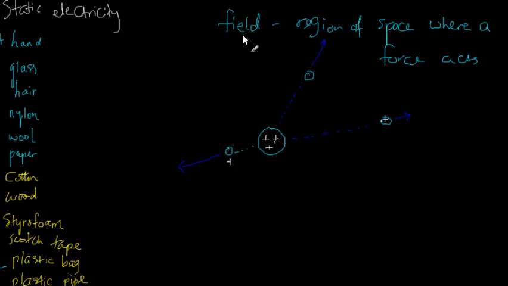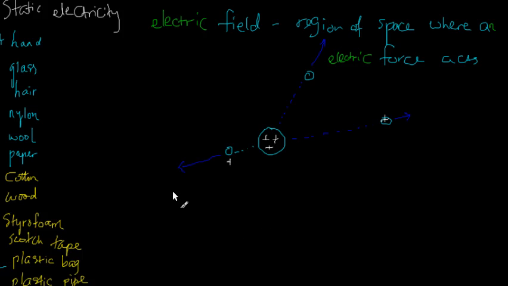And we have already seen this description in an earlier video for gravitational field. So this time, instead of gravitational field, we have an electric field. Electric field is a region of space where an electric force acts. So that is the word to describe this region around this positively charged glass ball.